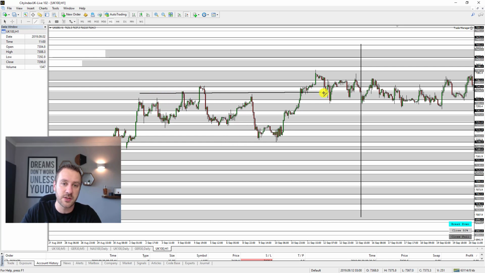There's quite a few in this zone, yeah? You can see test, test, this one's testing it, this one's testing it. If we drop a little bit down, we've got reactions in this zone. You can see it testing here, here, here, and here.